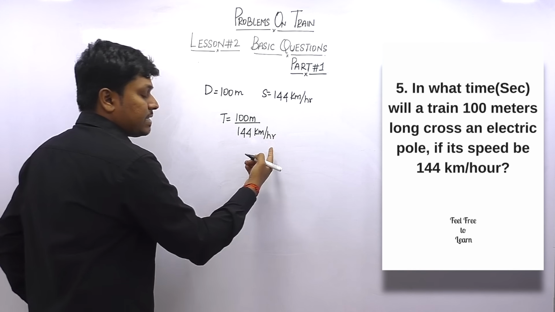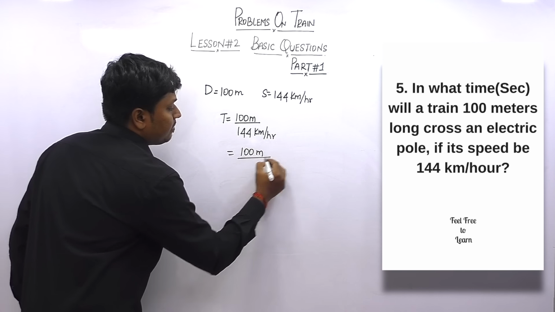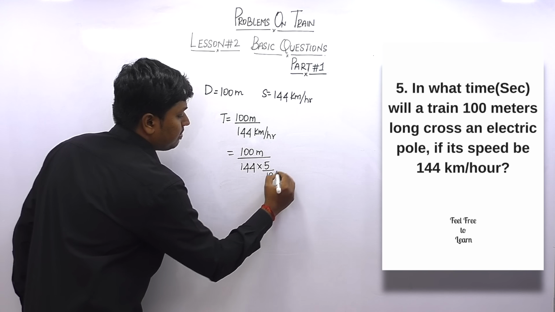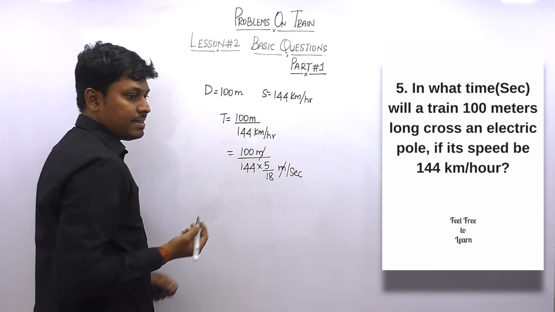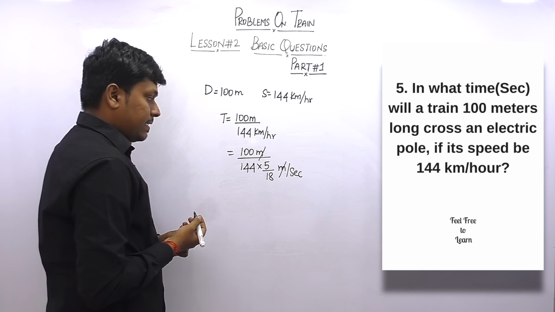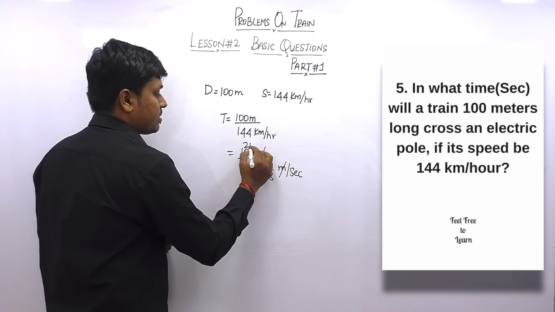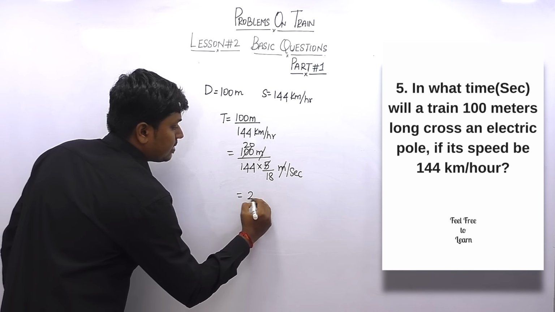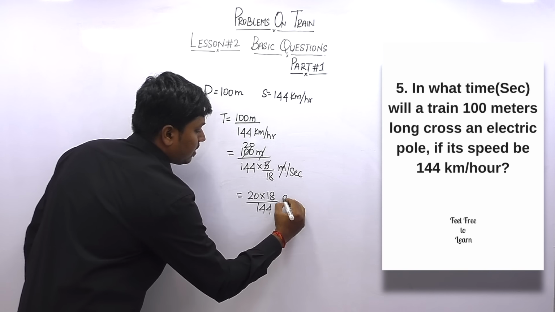So now we can convert the kilometer per hour into meter per second, so that we can multiply the value by 5 by 18. So 144 into 5 by 18 meter per second. So now we can cancel meter and meter. We will get an answer in seconds. So I think we can cancel this on 5 table 20 times. So we can cancel this on 2 tables. So let me write like this: 20 into 18 divided by 144 second.